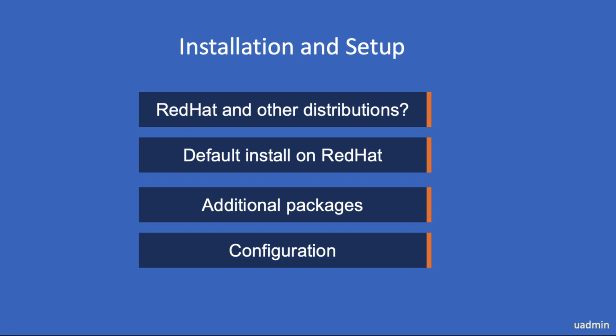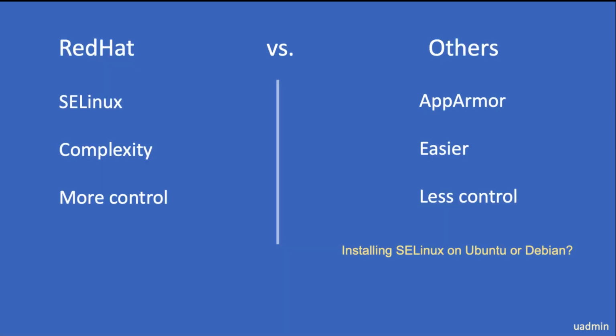In this module, we'll have a look at setting up SELinux and see that this may vary with regards to the different distributions. Also, we'll check the installation on Red Hat and see what is default and what needs to be added to get all of its features. And then we'll go into the different configuration options. Let's first have a look at the installation.